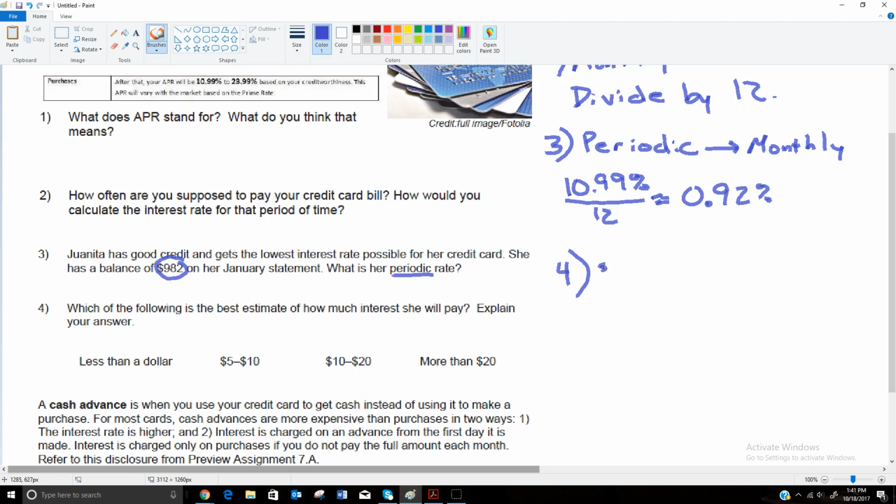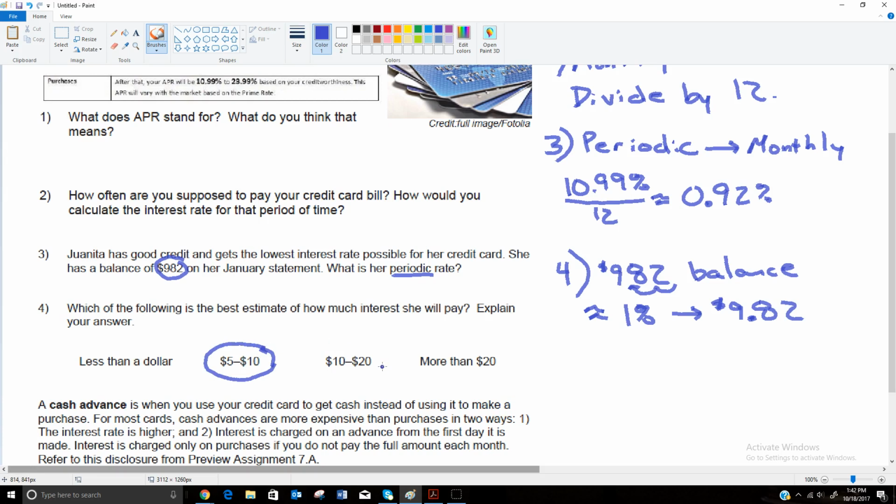So if we have a $982 balance, and we're going to pay roughly 1%, we got to shift this over 2 spots, that would be about $9.82. So she's going to owe, again, we rounded this up, so she's going to owe less than $10 in interest. So if we came down here, it's not less than $1, but it's not $10. It's more in this range, somewhere between 5 and 10. In fact, I'm pretty certain it's somewhere between 9 and 10.